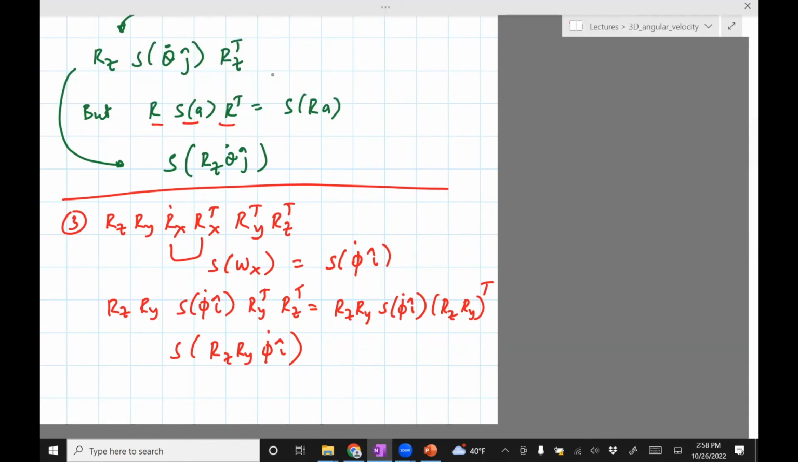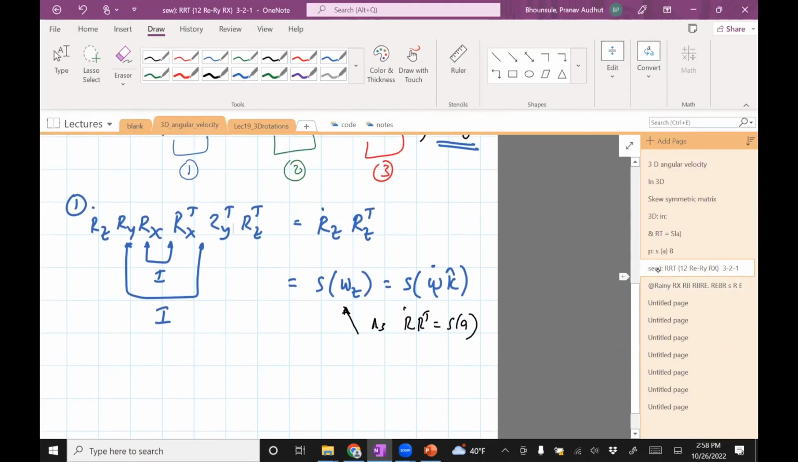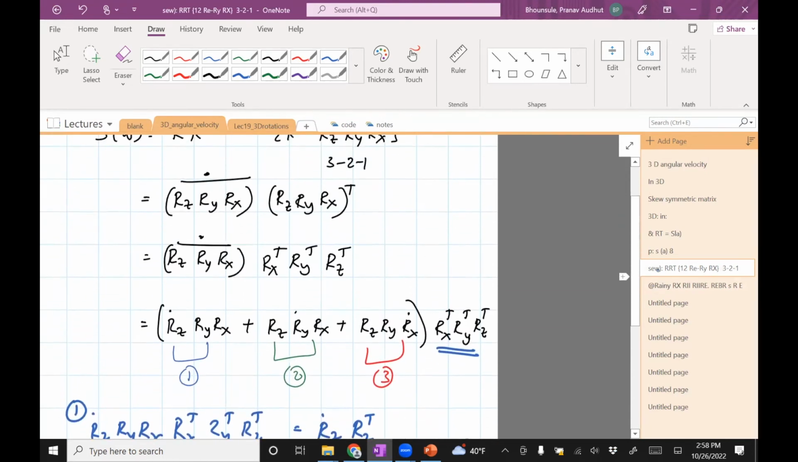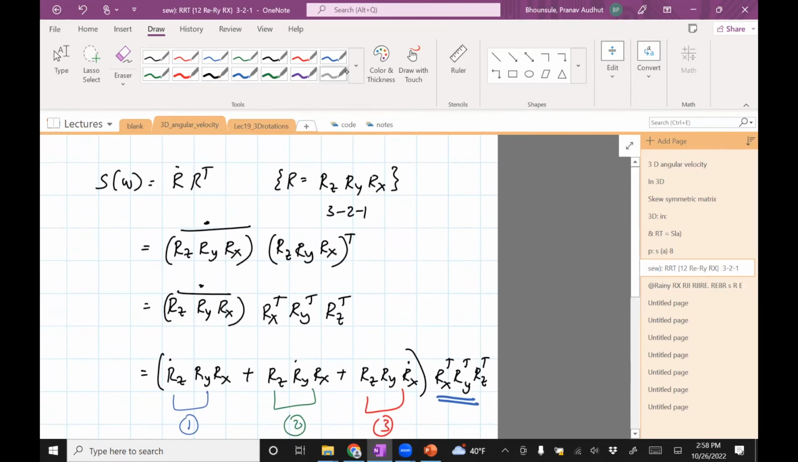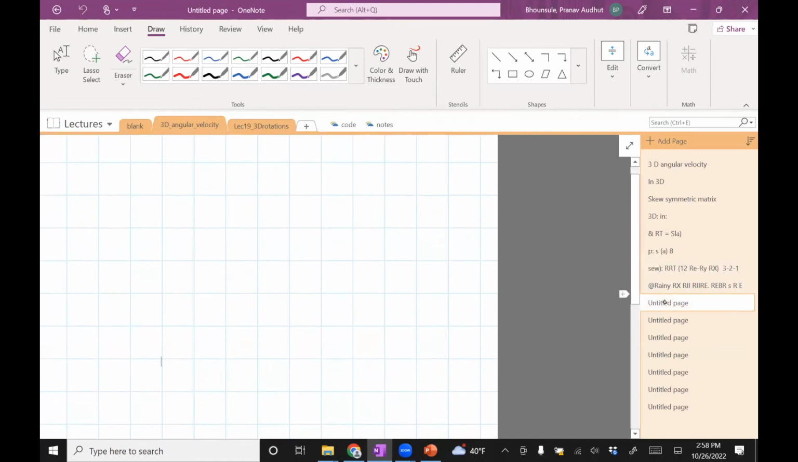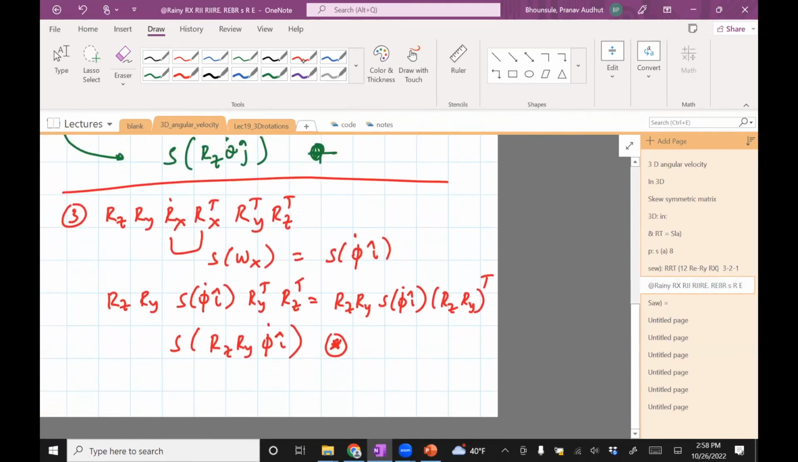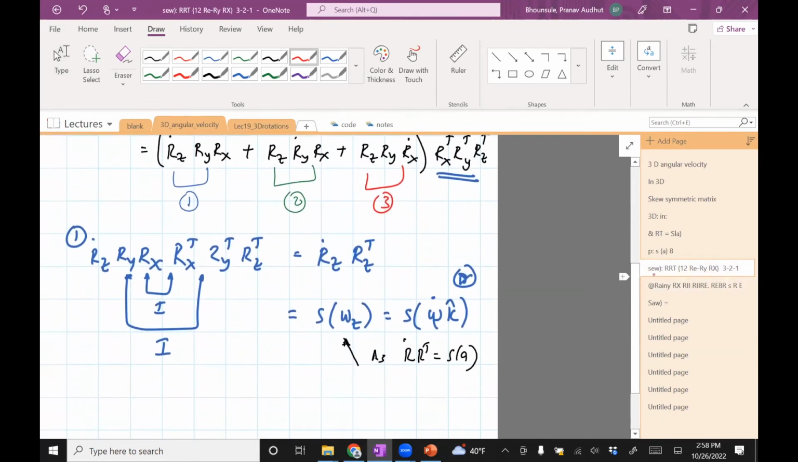Okay, so let's see what we have. We have this thing, we have this thing, and then we have the one on the previous page. I'm going to put all of them together, and that's going to give me what S of W is. S of W is the following. Number one is simply S of psi dot K.